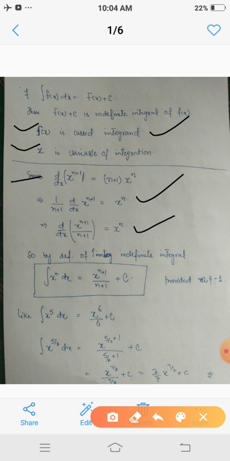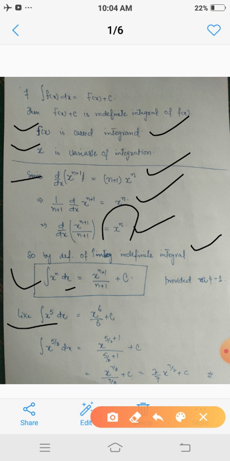So by the definition of indefinite integral, the integral of x raised to power n with respect to x is x raised to power n plus 1 upon n plus 1 plus c, provided n is not equal to minus 1, because if n equals minus 1, then the differentiation of log x is x raised to power minus 1. So this means that this differentiation formula is not applicable when n is minus 1. Similarly, this indefinite integral of x raised to power n dx equals x raised to power n plus 1 upon n plus 1 plus c is valid only when n is not equal to minus 1.